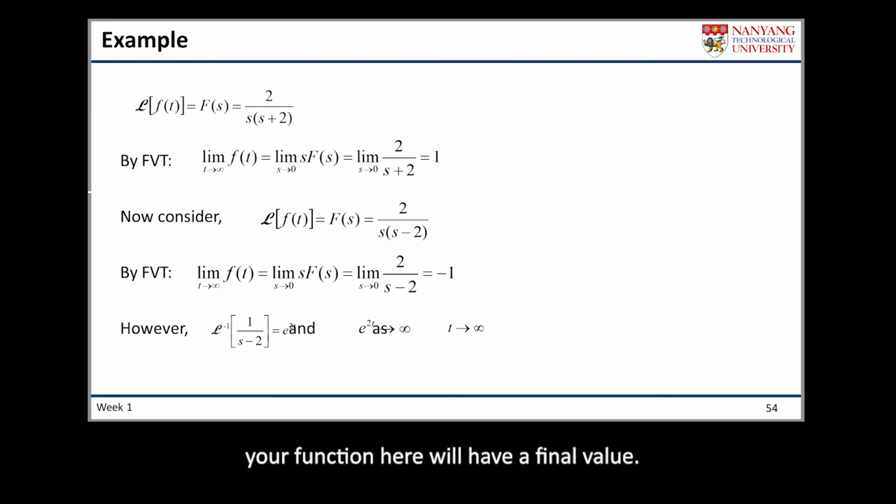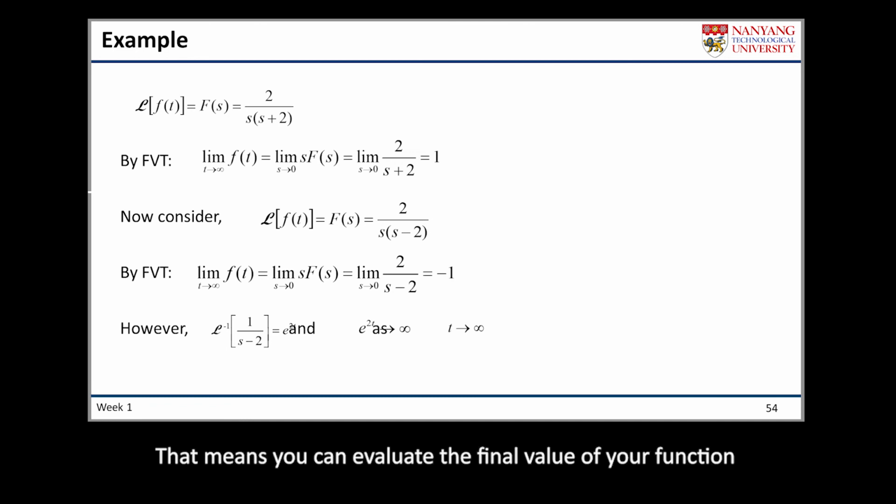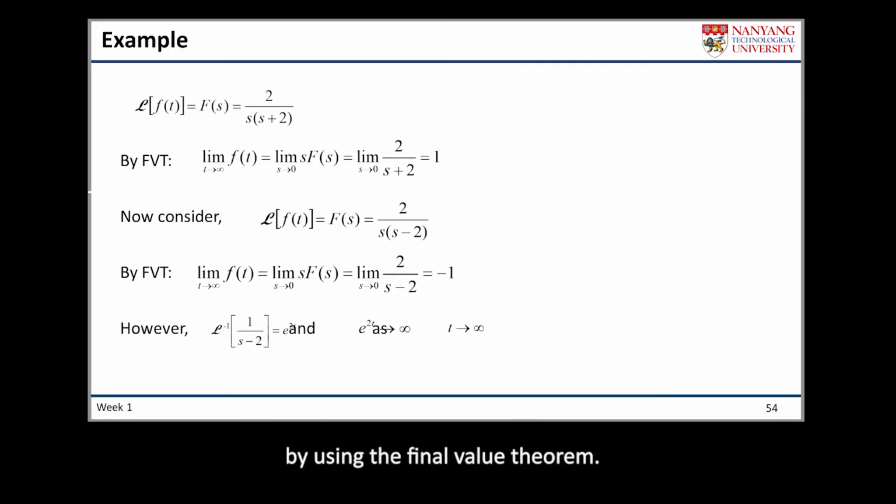So in this case, your function will have a final value. That means you can evaluate the final value of your function by using the final value theorem. The final value theorem says the final value of f(t) will be equal to the limit as s goes to 0 of s times F(s). So I simply substitute F(s) here, multiplying s by 2 over s times (s plus 2).